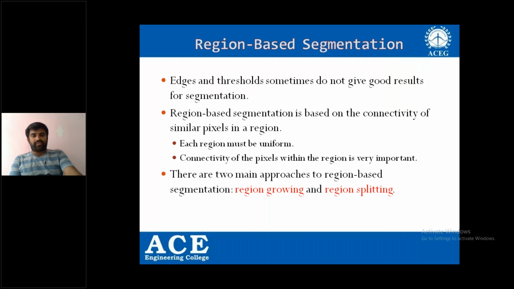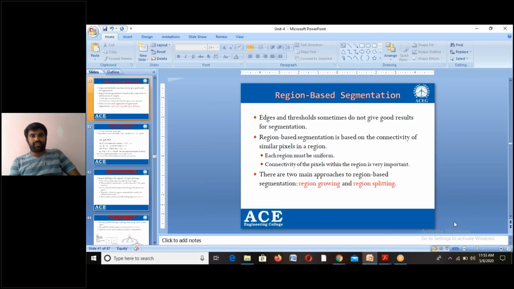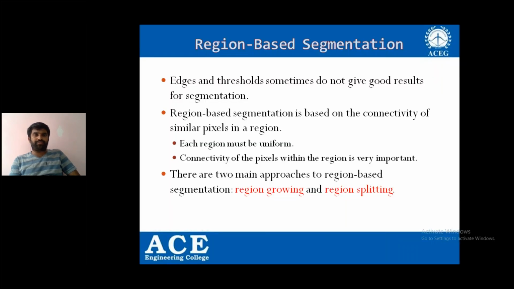Another method is region-based segmentation. In region-based segmentation, the edges and thresholds sometimes do not give good results for segmentation, right? The first one is edge detection, the other one is threshold segmentation. So therefore, what we are going to do is segmentation based on regions, right?